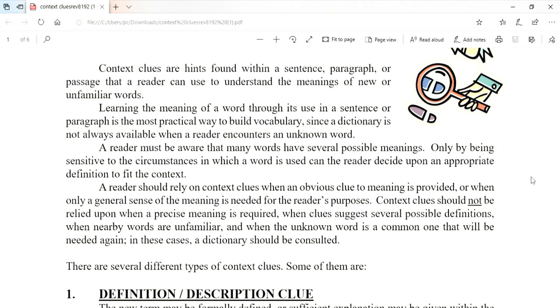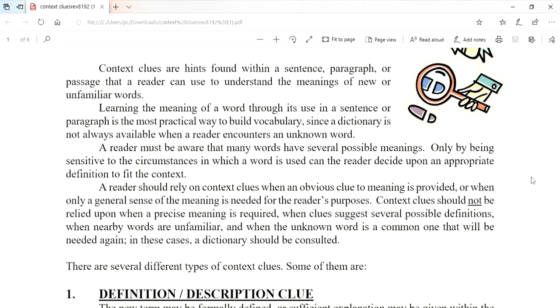Only by being sensitive to the circumstances in which a word is used can the reader decide upon an appropriate definition to fit the context. Okay, so you must be sensitive to the circumstances in which the word is used. How has the word been used? You should be able to find out how the word has been used so that you're able to tell the meaning of a word. Now, we are discouraging people from just picking a word and trying to define what it means, but rather we're looking at words in context. In what sentence? How has the writer or the speaker used the word so that you're able to tell the meaning of the word based on that.